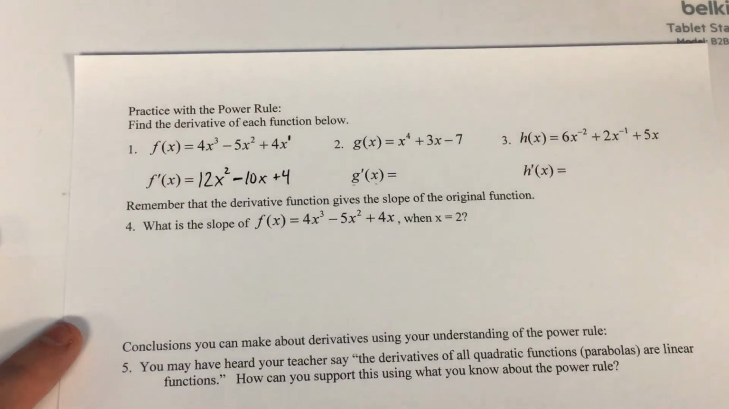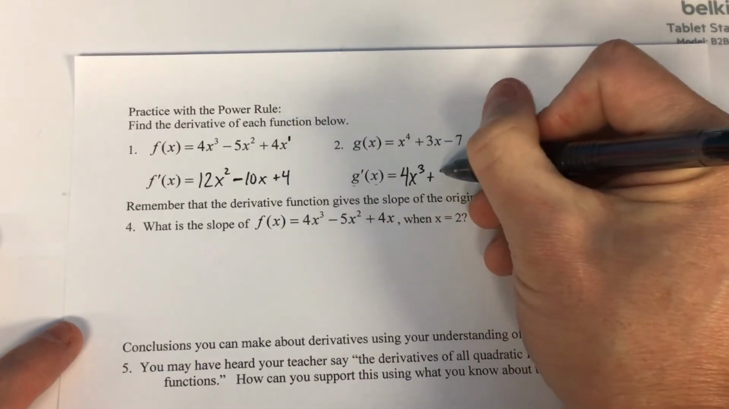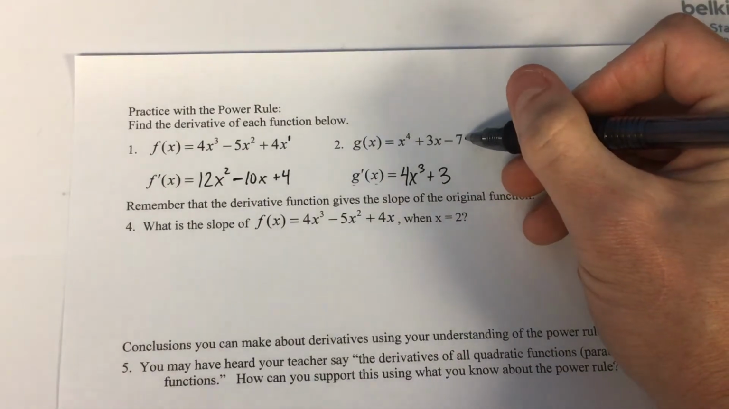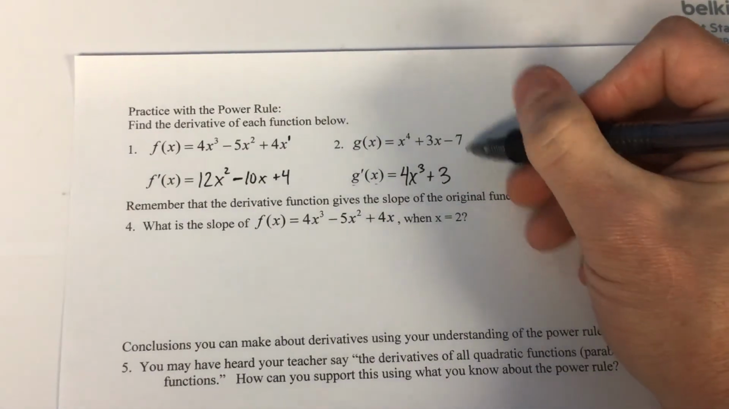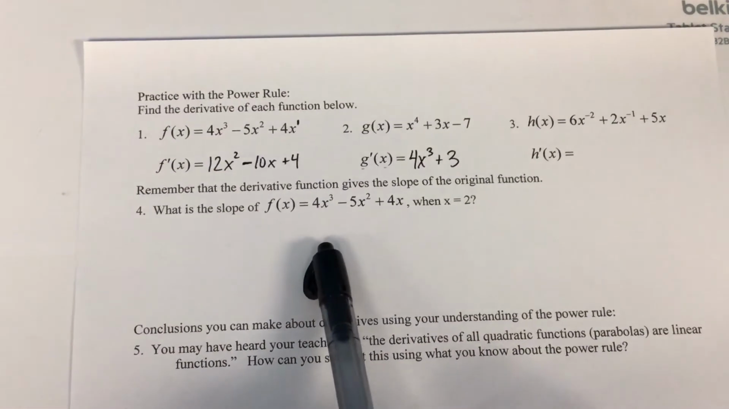So if you want to try these, go ahead. I'll just put this one up real quick. It'd be 4x to the third plus 3, and then remember, if there's no x, the derivative is just going to be 0, so you don't do anything for the minus 7. So that's that. What's more important, though, is a little bit more advanced problem like this.